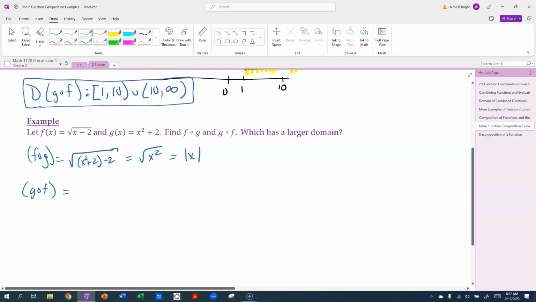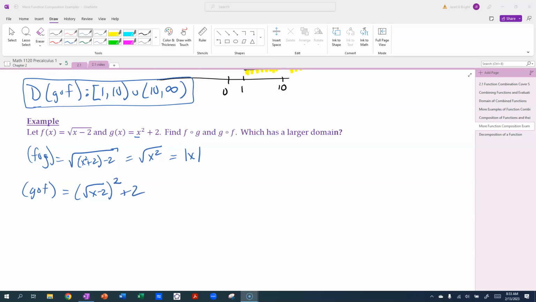G of f, on the other hand, we are taking f and inserting it into g. So again, x is right there in the g function. In its place, we're inserting square root of x minus 2, squaring that and adding 2. If I simplify this, the square and the square root cancel. In this case, I don't need an absolute value because the square root is already inside, forcing it to be positive, and then I square a positive and I get a positive. So this would be x minus 2, all plus 2. So this is equal to x. Very similar things.